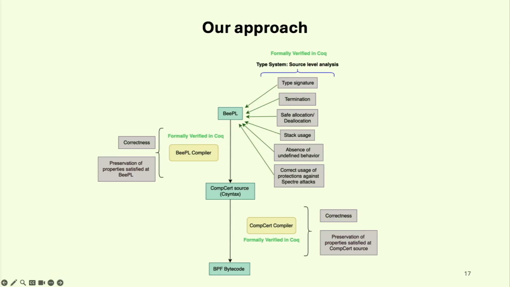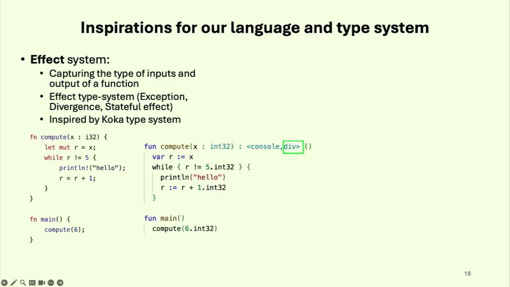So our approach is, we want to design a language which we call BeePL. We want to design a strong type system which can reason about the maximum number of eBPF properties at the source level. Then we are interested in writing a BeePL compiler which takes BeePL and produces CompCert source, and from there we use the CompCert compiler to produce BPF bytecode. And we want to formally verify all parts of our approach using the theorem prover Coq. As this project is in an early stage, we took inspiration from existing languages and their type systems.